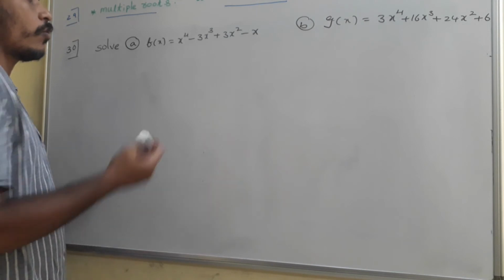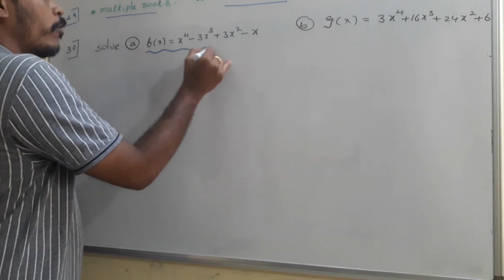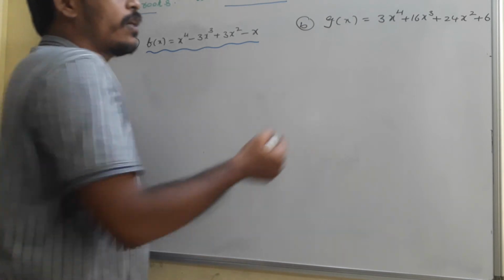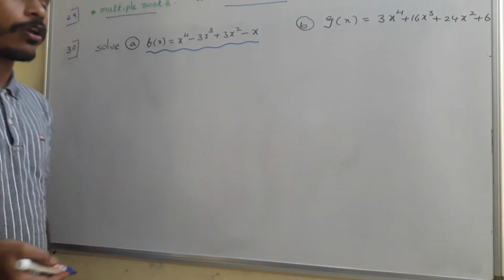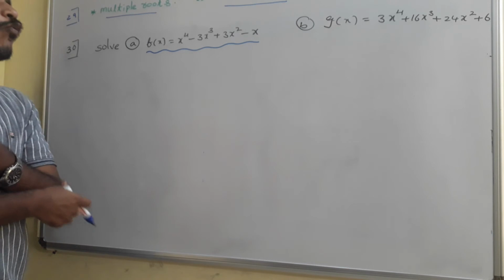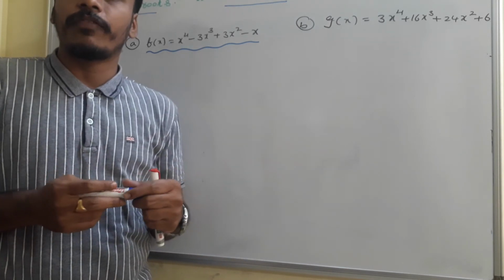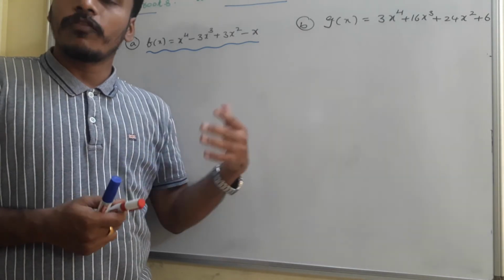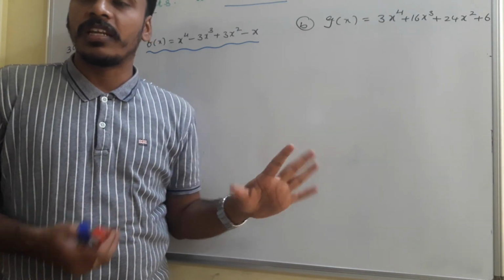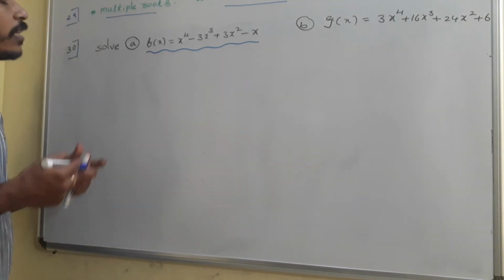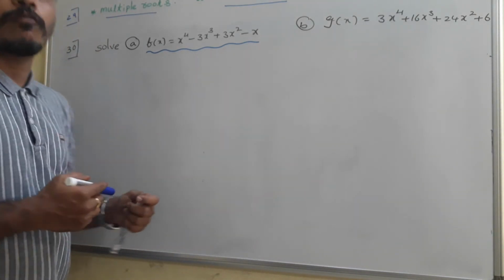Solve f of x is equal to x power 4 minus 3x cube plus 3x square minus x, and g of x is equal to some other problem. Now related to this, we need to find the roots. To solve the equations, we have different approaches: using factor theorem or remainder theorem or synthetic division or trial and error method. We have different procedures. But here in this situation, we are going to use the concept of multiple roots.